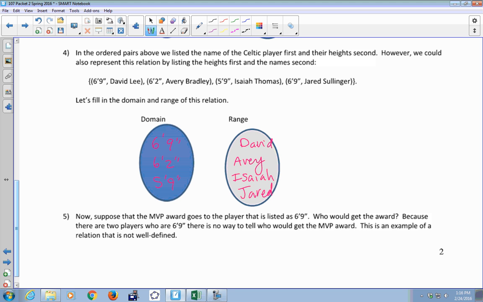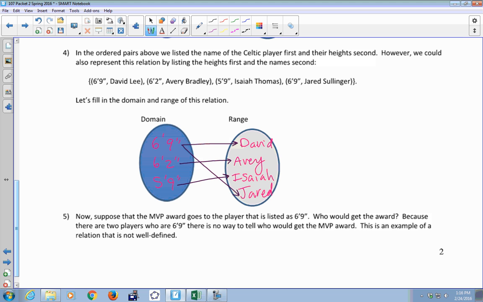Okay, and then we can map them. So 6'9" gets mapped to which player or players? David and Jared. So I put an arrow to David and an arrow to Jared. 6'2" gets mapped to Avery, and 5'9" gets mapped to Isaiah.